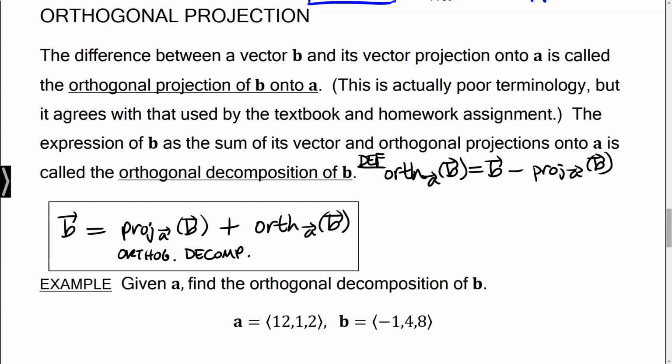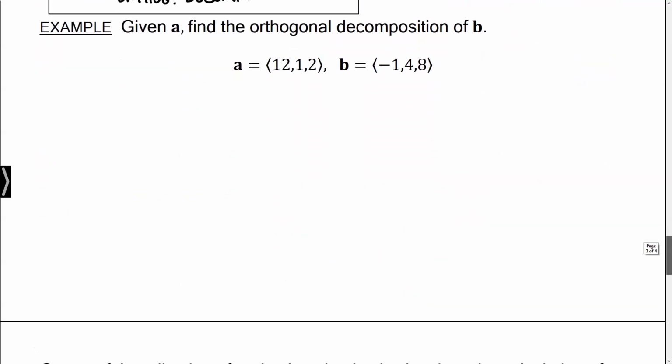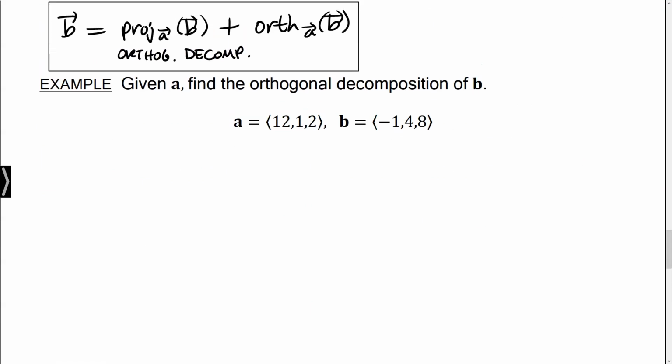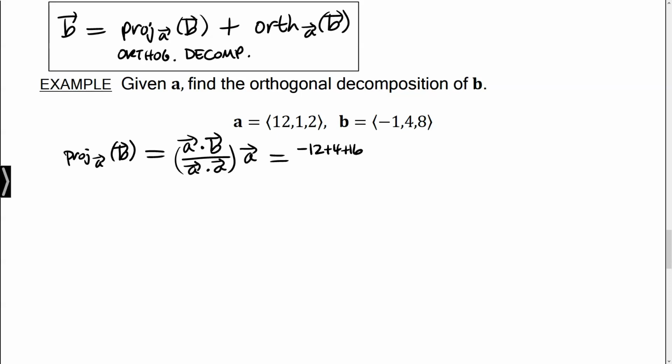So again, this is easier to understand with an example, so let's look at this particular example. Here A is 12, 1, 2, and we're going to find the orthogonal decomposition of B, which is negative 1, 4, 8. What do we start with? We start with finding the projection. Projection of B onto A is A dot B over A dot A times A. So A dot B is going to be negative 12 plus 4 plus 16, all over A dot A, 144 plus 1 plus 4.